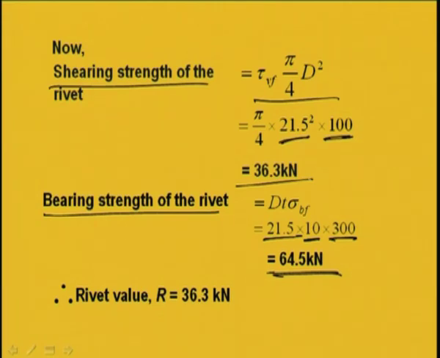So rivet value in shearing is 36.3 kilonewton, rivet value in bearing is 64.5 kilonewton. So the minimum one has to be taken. So the rivet value will be 36.3 kilonewton, because failure will happen due to shearing first. Okay, so rivet value can be found as 36.3 kilonewton.